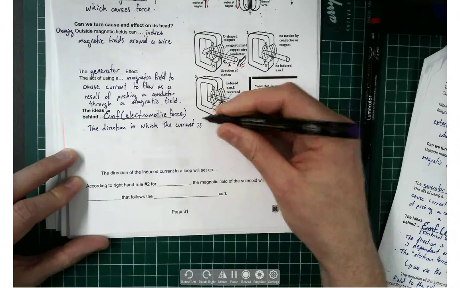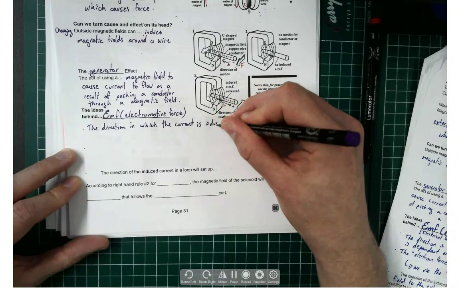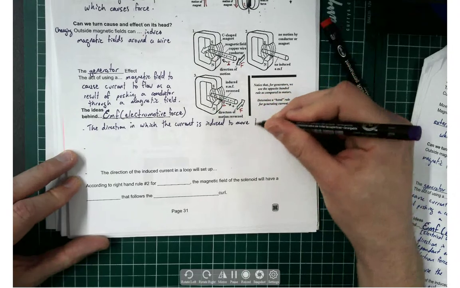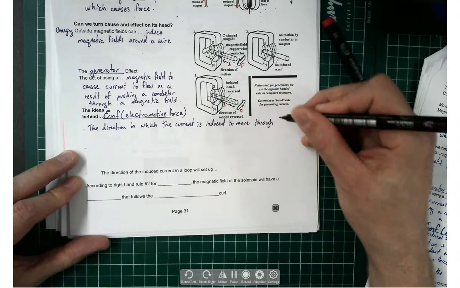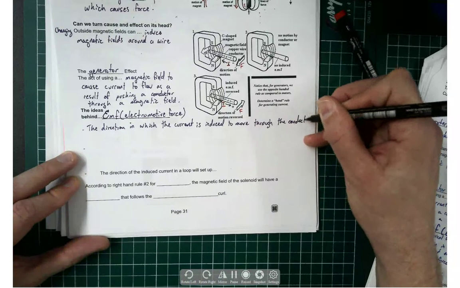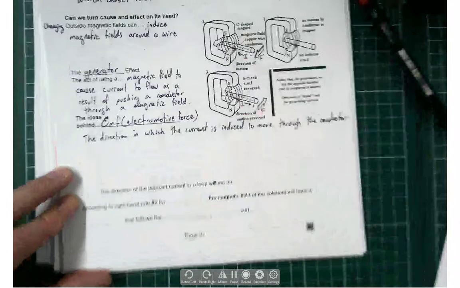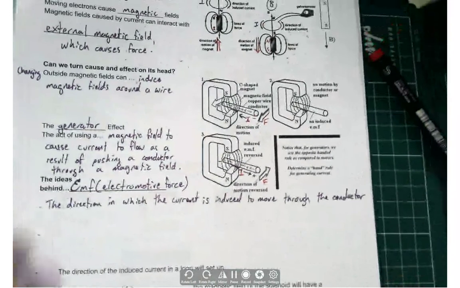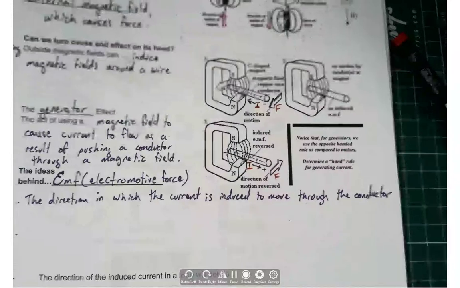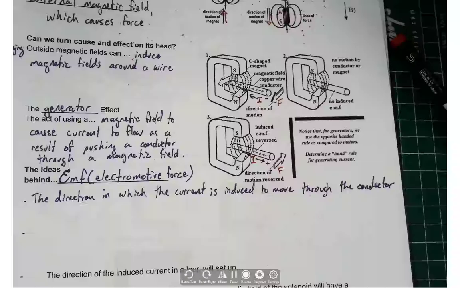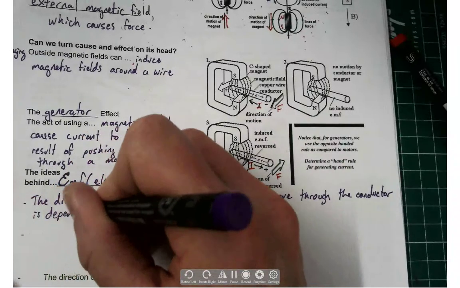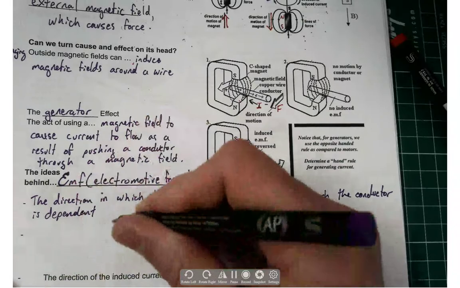is induced to move through the conductor, or maybe I should zoom back in again. Sorry for being so small. Nobody complained, but myself focused. The direction in which the current is induced to move through the conductor is dependent on which direction the wire is pushed.